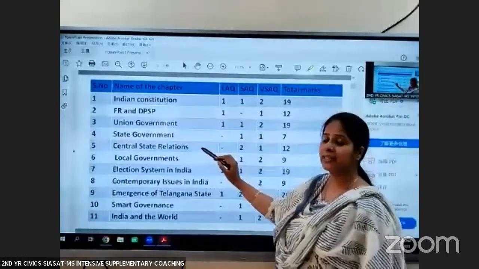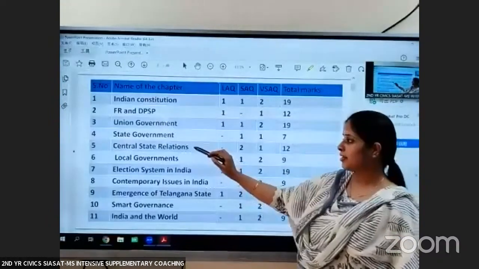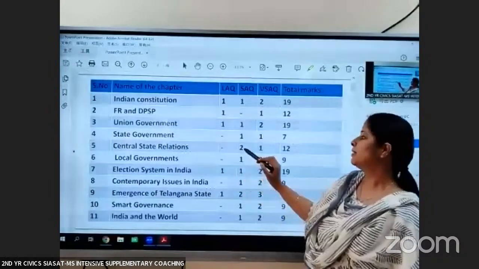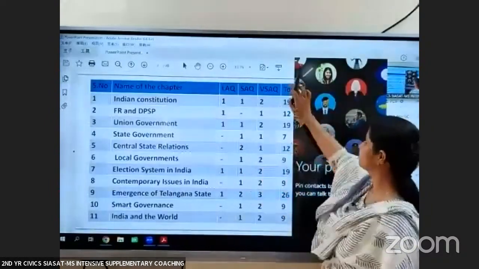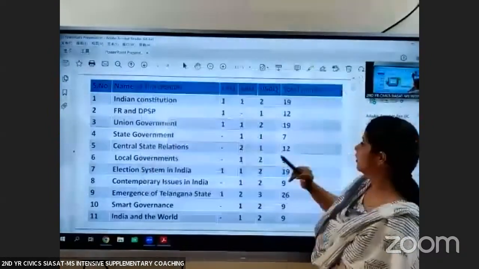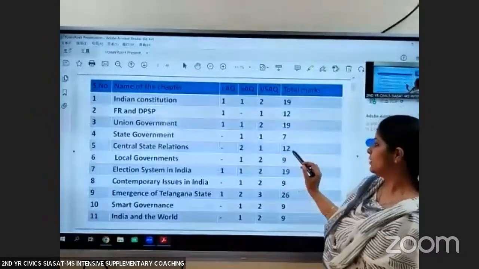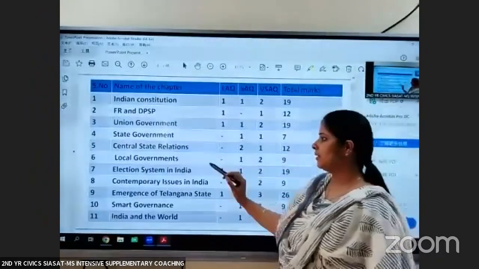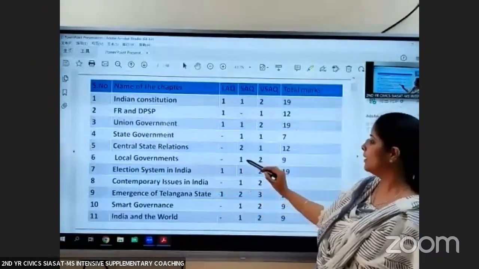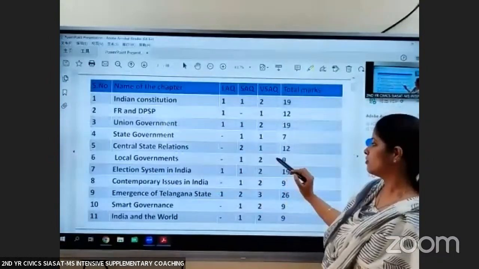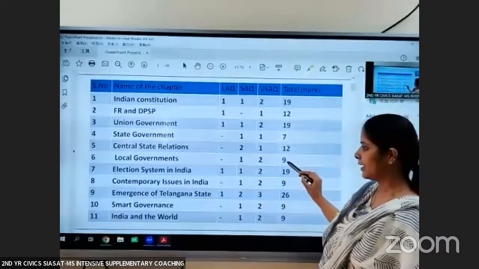Again, this is an important chapter, central state issues. You will get 2 SAQs and 1 VSAQ. Weightage for the chapter is 12. Next, in the following chapter, you will get 1 SAQ. Weightage for the chapter is 9.